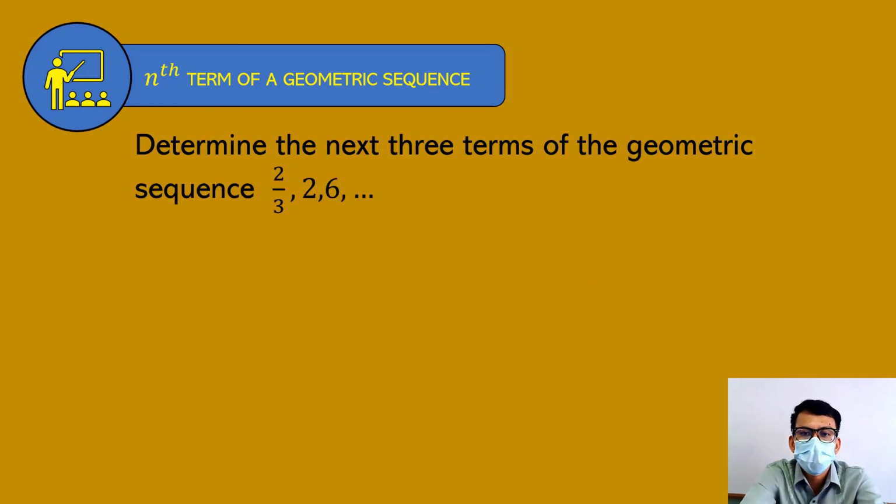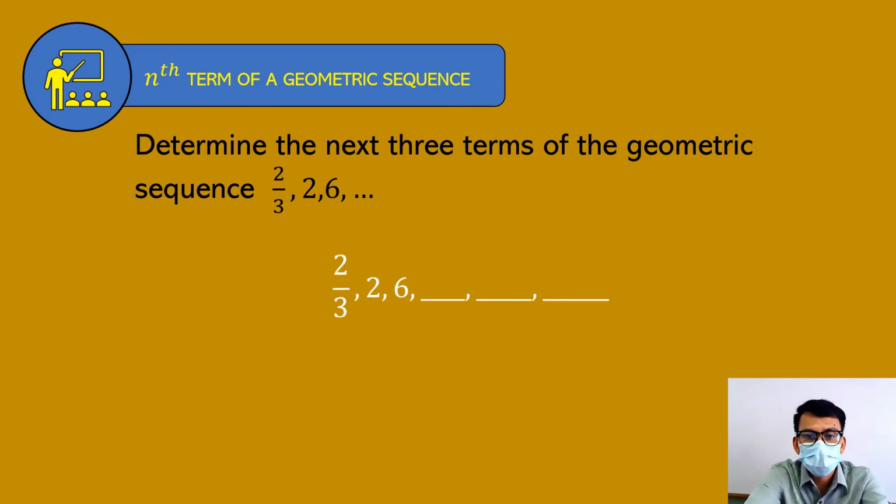Determine the next 3 terms of the geometric sequence: 2/3, 2, 6. So you're going to determine the 4th term, the 5th term, and the 6th term, because it's the next 3 terms. We have here 2/3 as the first term, 2 as the second term, 6 as the third term. The next 3 terms are the 4th, 5th, and 6th terms. How do we solve that one? We need to get r.